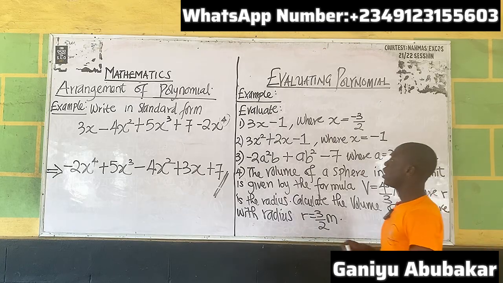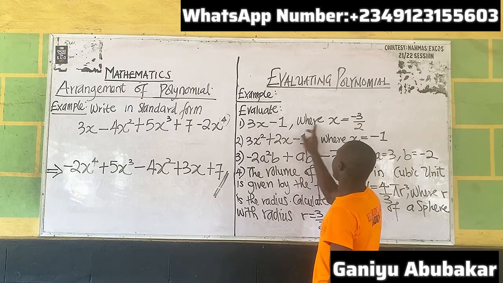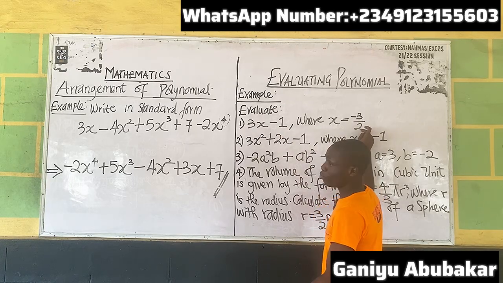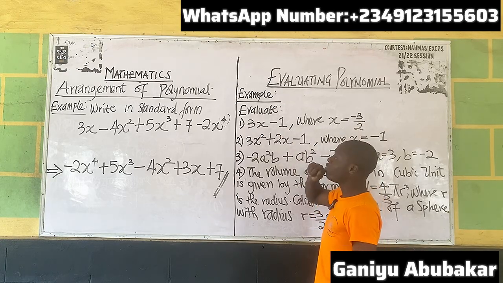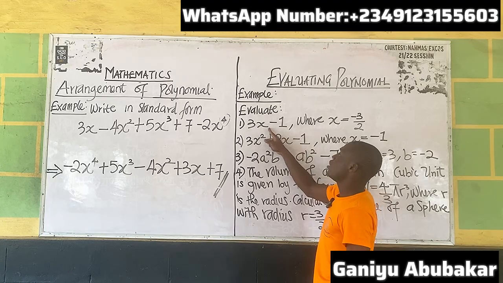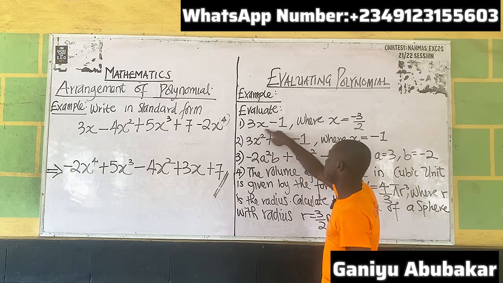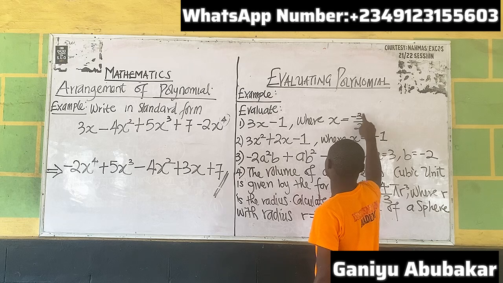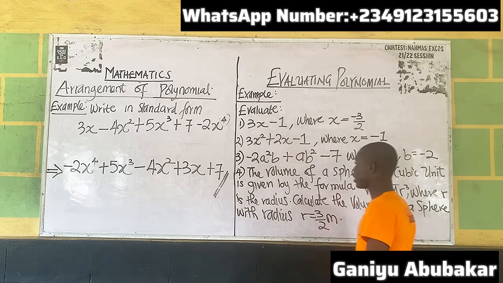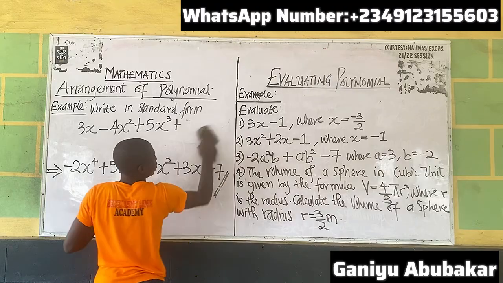For number one, it says evaluate 3x minus 1, where x is minus 3 over 2. It's simple. The polynomial given here is a binomial. For 3x minus 1, they said anywhere I see x, I should put minus 3 over 2. So let's see how that works. Let's solve the problem. Solution to this particular question.